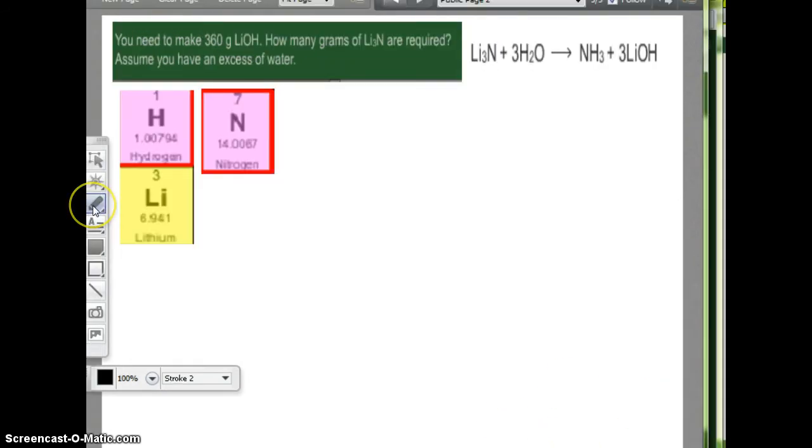All right, next problem. You need to make 360 grams of lithium hydroxide. How many grams of lithium nitride are required? Assume you have excess water. All right, so what do you write first? You're going to write down what you know, which is the 360 grams of LiOH. You're going to put it over 1. What has to be on the bottom of your next fraction? Grams of LiOH. And we're going to convert to grams of a different chemical.